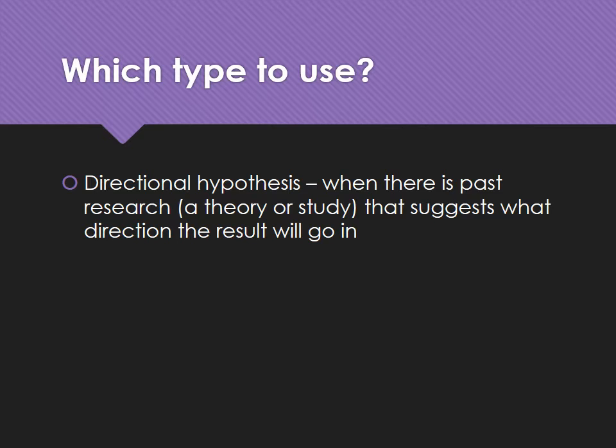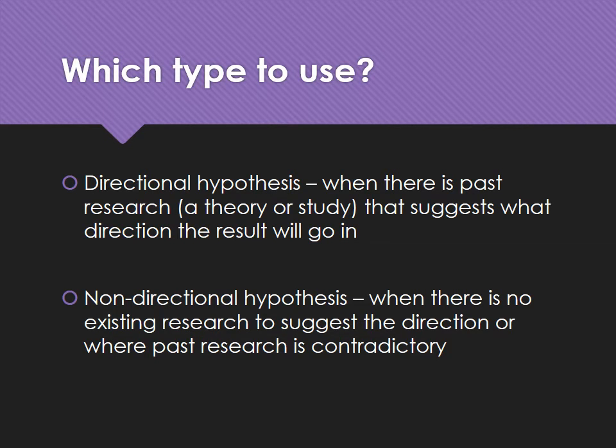So if there is evidence in the past that does suggest that girls are better at hockey than boys, then we can predict that they should follow this previous research, and that's why we use our directional hypothesis. However, if there is no previous research, or if there is contradictory research in the past, then we can't pick whichever one we think is going to happen and predict that. We have to predict that there should be a difference between these two halves of our IV in their DV.